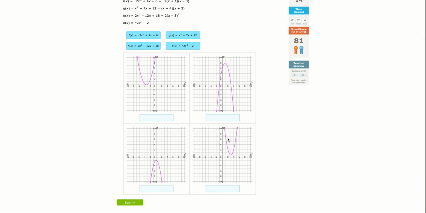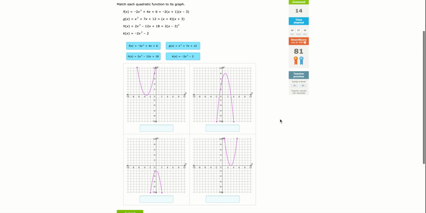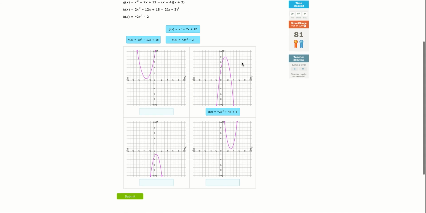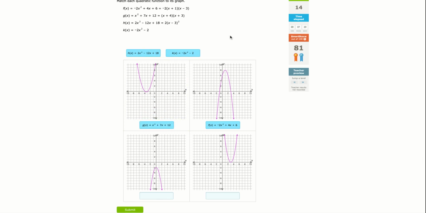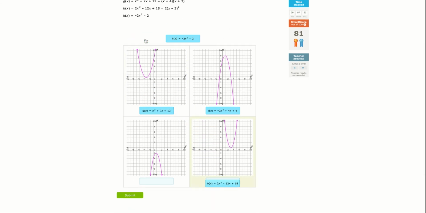Again, I have 2 opened up, 2 opened down. So this one has 2 x-intercepts and it's opened down. That's this one. So the f function goes here. This is opened up and it has 2 x-intercepts. This is the only one that has 2 x-intercepts that's opened up. So the g function is this one. That means the other one that's opened up must be this one, and the other one that's opened down must be this one.